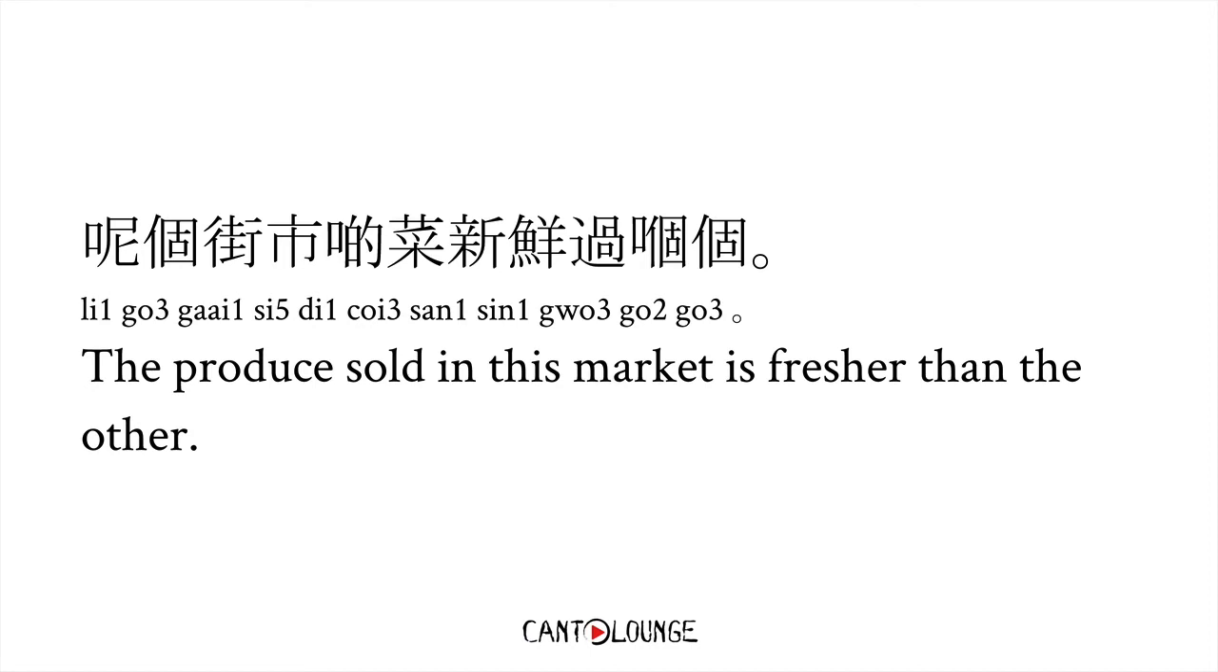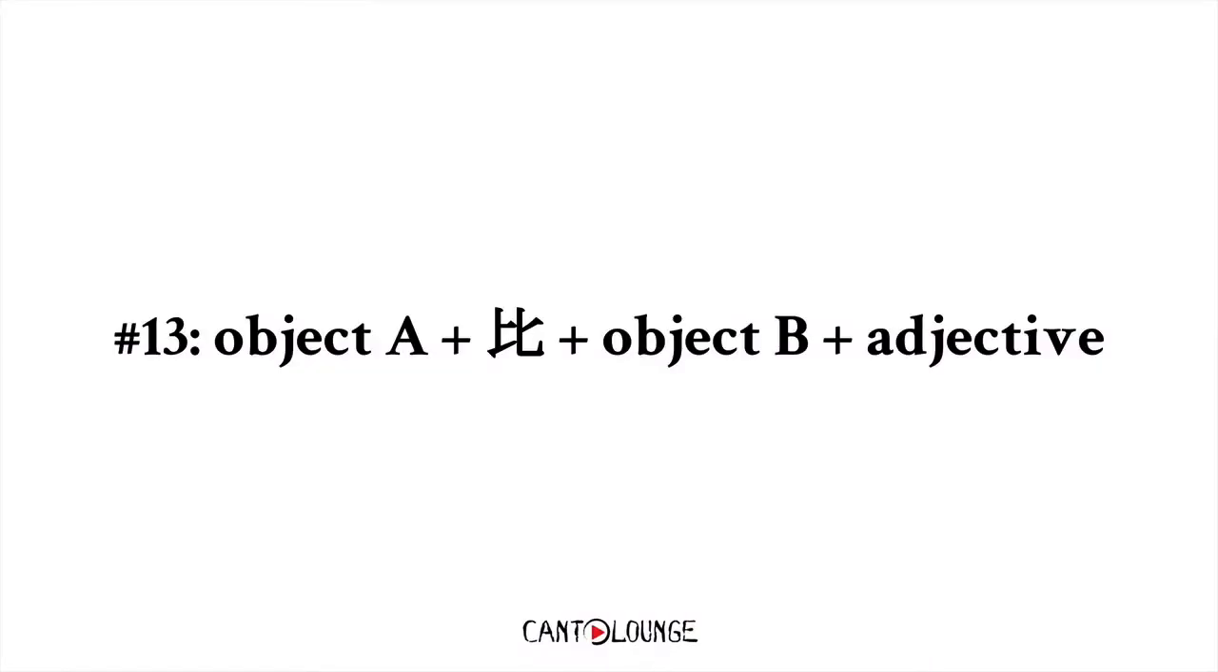So the full sentence reads, 呢個街市啲菜, so this would be A, 新鮮過嗰個, that'd be B, the other market. 呢個街市啲菜, the produce sold in this market, 新鮮過, is fresher than the other market's, 過嗰個. Okay. I think fairly straightforward here as well. All right, moving on. We're almost there, guys.